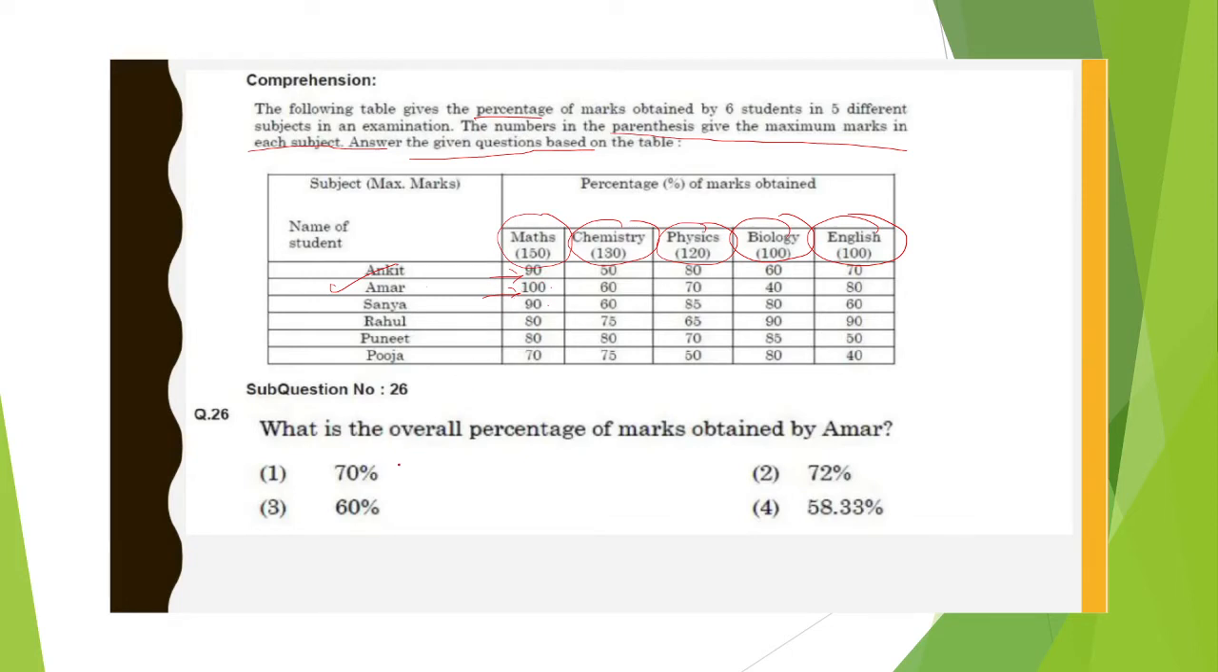Here we will solve this problem. How much did Amar get in maths? 100 percentage. 100 percentage means full marks, out of 150 he got 150. Next, chemistry. In chemistry he got 60 percentage, 60 percentage out of 130.